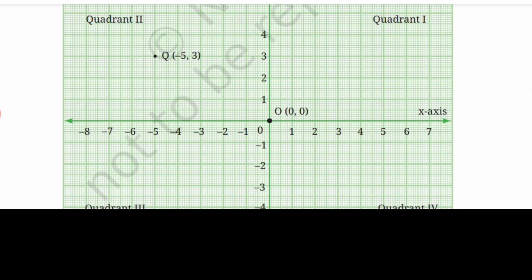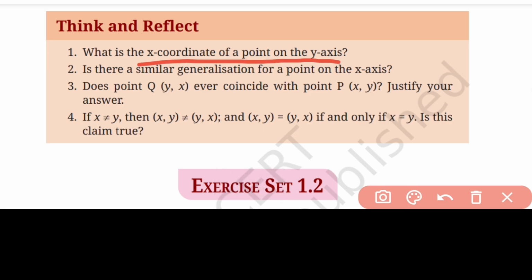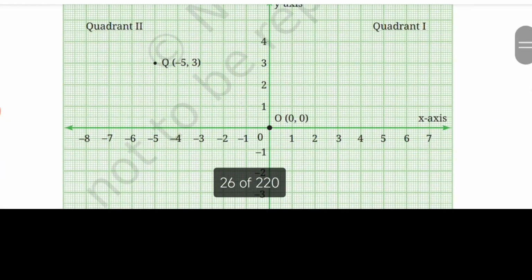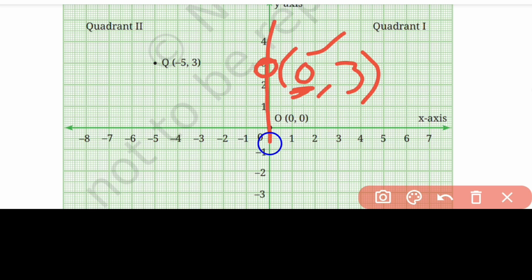So here he is asking, what is the x coordinate of a point on the y-axis? So take any point on the y-axis. Let us suppose I am taking a point on the y-axis. So on this y-axis, what are the coordinates? The coordinates are (0, 3). Now here what is the x coordinate? Which is 0. Therefore, for any point on the y-axis, the x coordinate is always 0.